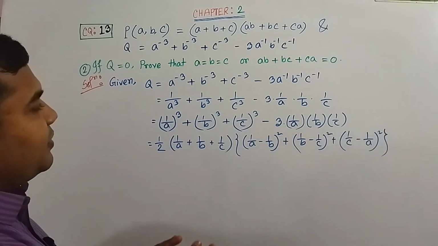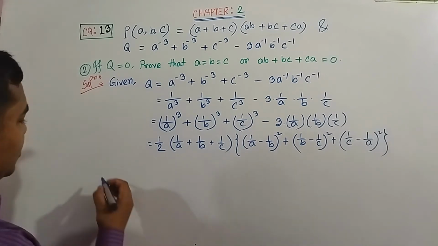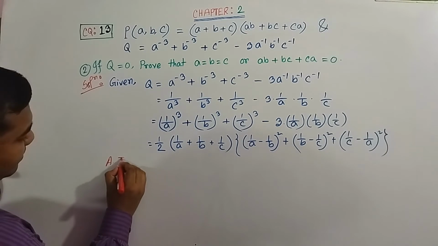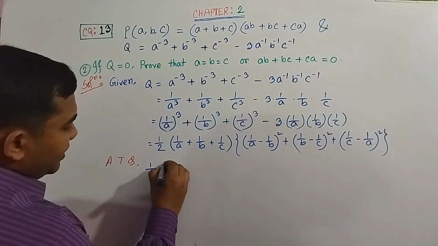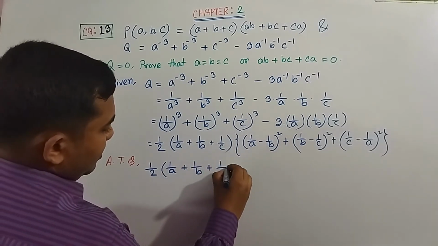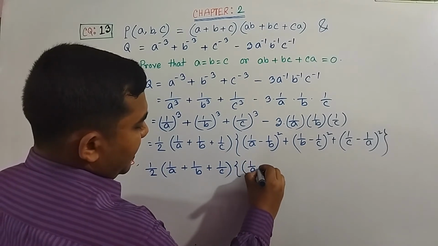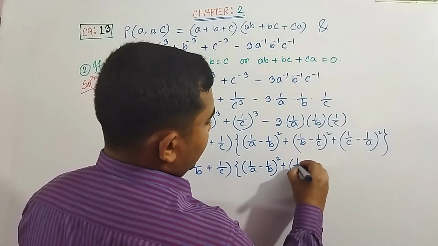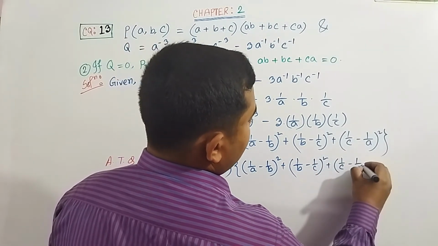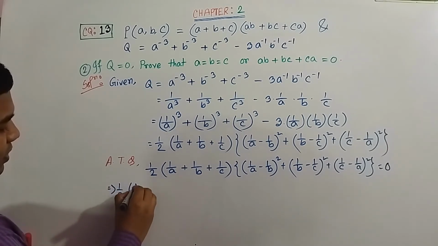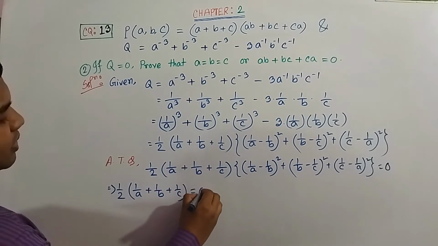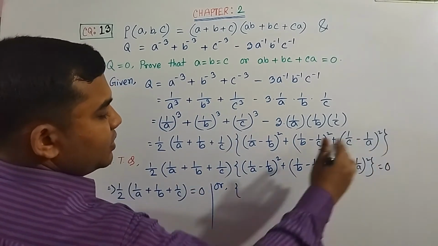Now here we have observed that Q is equal to 0. So according to the question, what can you write? According to the question, Q equals 0, that means this part is equal to 0. So we can write half into 1 by A plus 1 by B plus 1 by C into 1 by A minus 1 by B whole square, 1 by B minus 1 by C whole square, 1 by C minus 1 by A whole square is equal to 0. If this equals 0, then we can write that either this part equals 0 or that part equals 0. So here half of 1 by A plus 1 by B plus 1 by C equals 0, or these are all equal to 0.